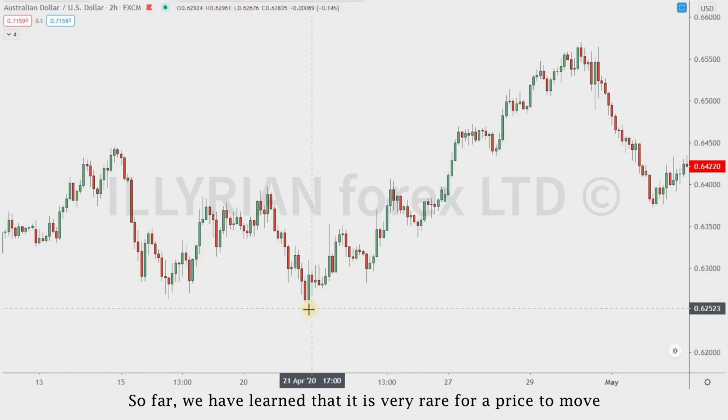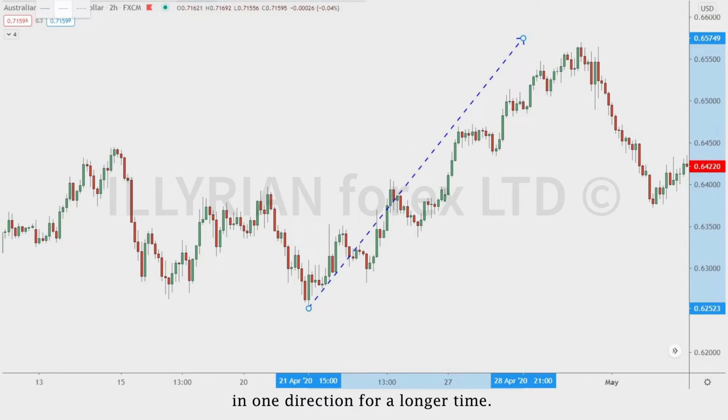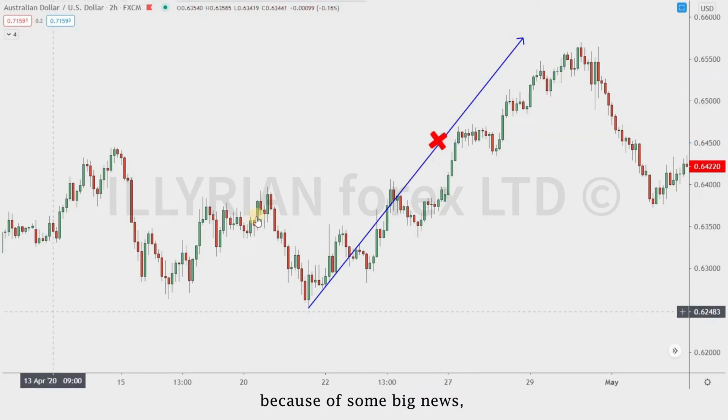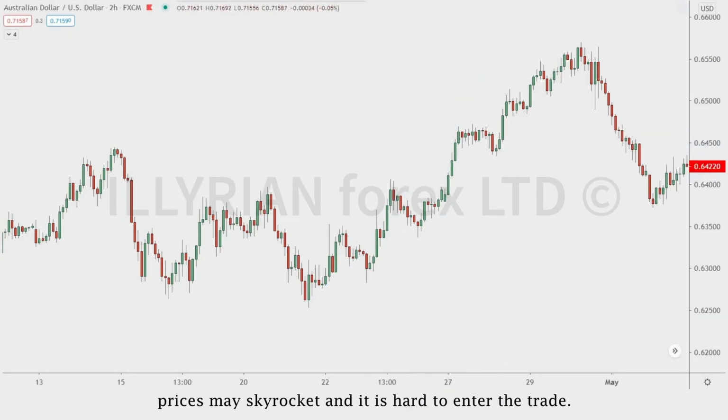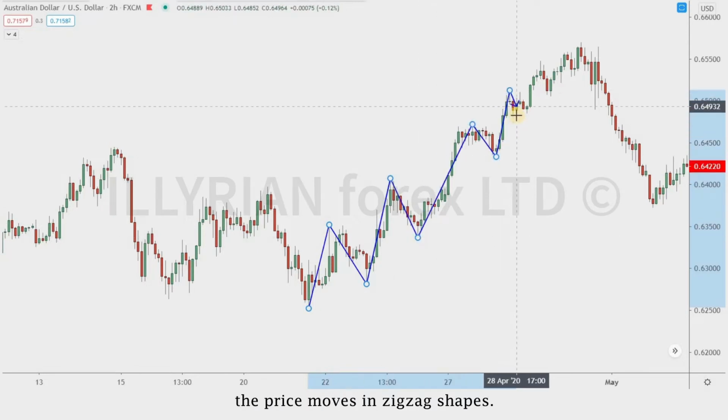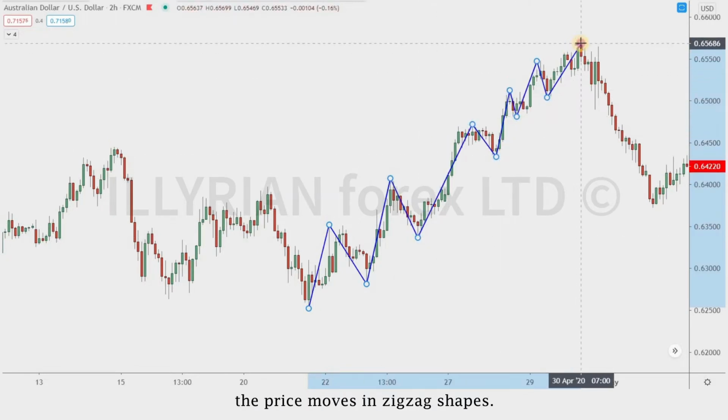So far, we have learned that it is very rare for a price to move in one direction for a longer time. Surely, when there is panic or euphoria on the market because of some big news, prices may skyrocket and it is hard to enter the trade. In most cases though, the price moves in zigzag shapes.